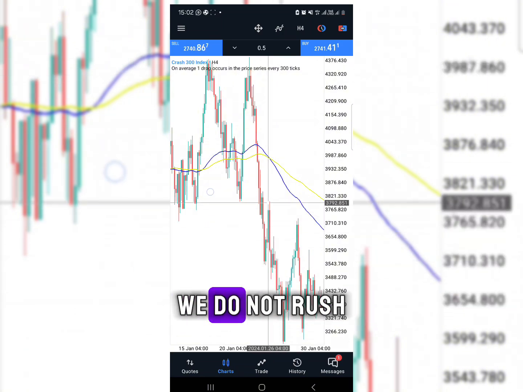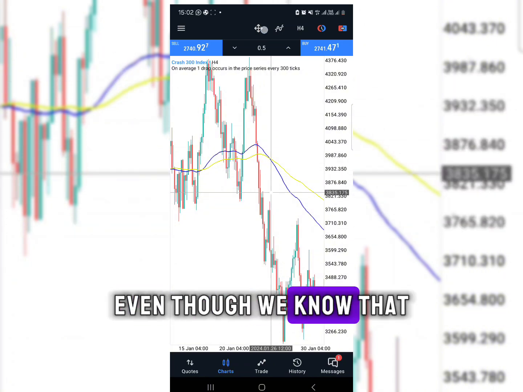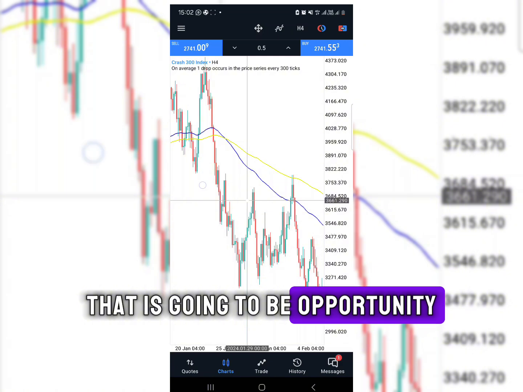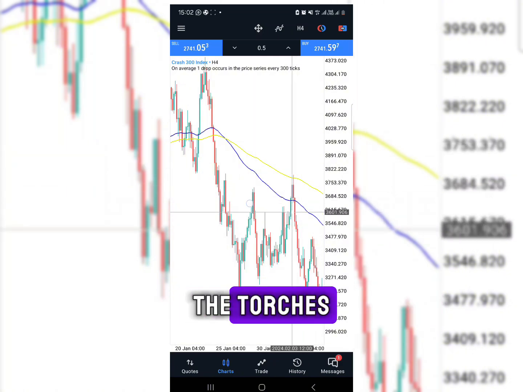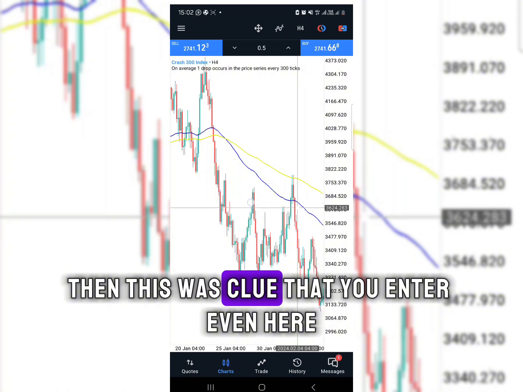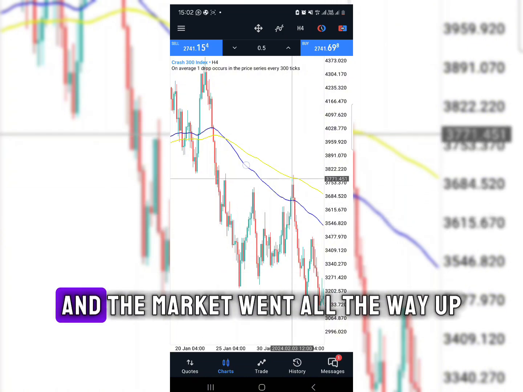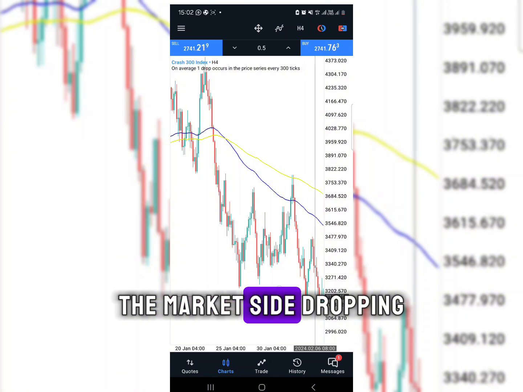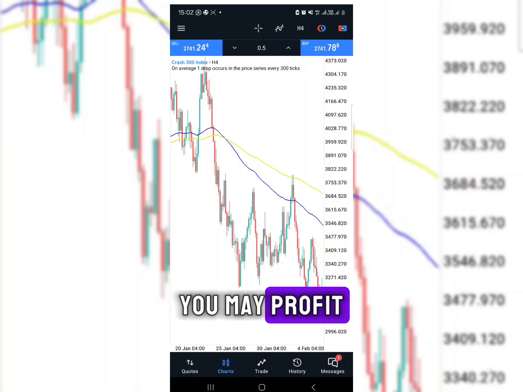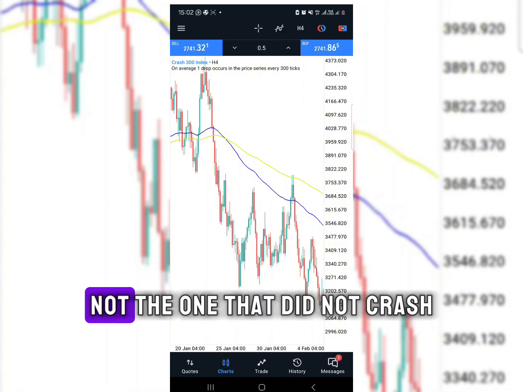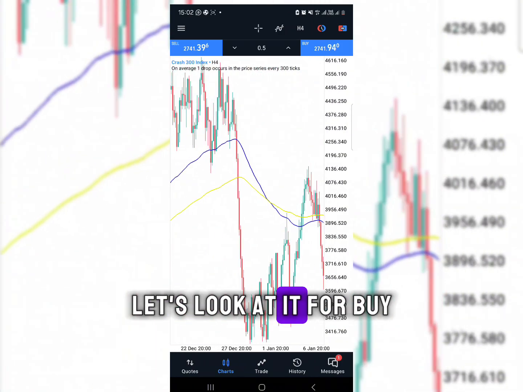Just like we said, we do not rush, even though we know that that is going to be an opportunity. What did you have? It touches them. This was closer. If you enter even here and the market went all the way up, then the market started dropping, you make profit. This is even the crash, not the one that did not crash. Let's look at it for buy.